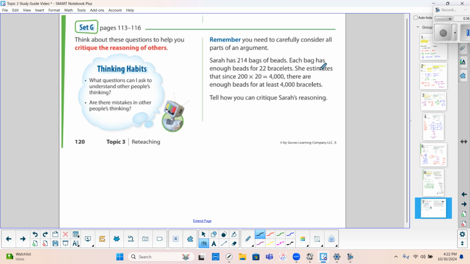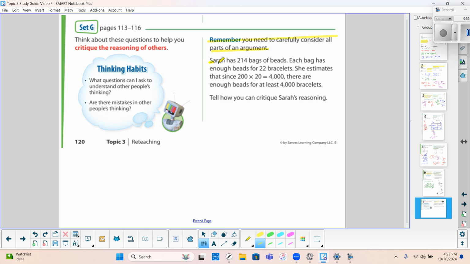And finally, the last part. You need to carefully consider all parts of the argument. All right. Think about how these questions help you critique the reasoning of others. What questions can I ask to understand other people's thinking? Are there mistakes in other people's thinking? All right. So let's see if there's any mistakes in this person's thinking. Remember, you need to carefully consider all parts of an argument.